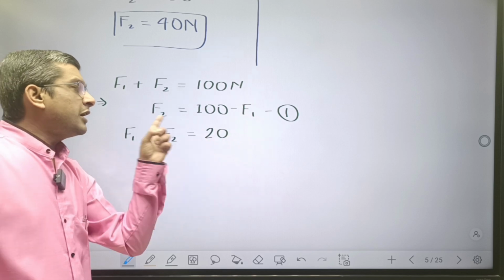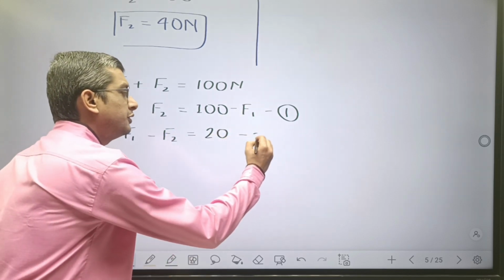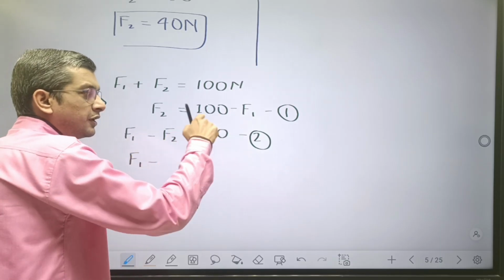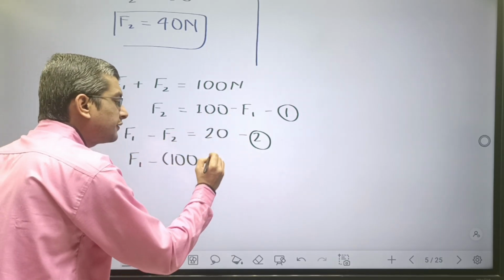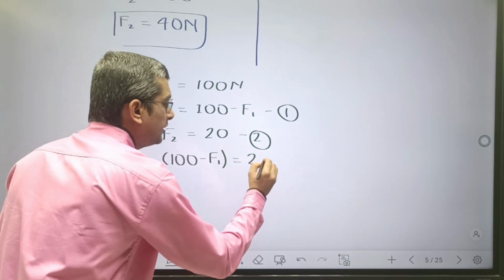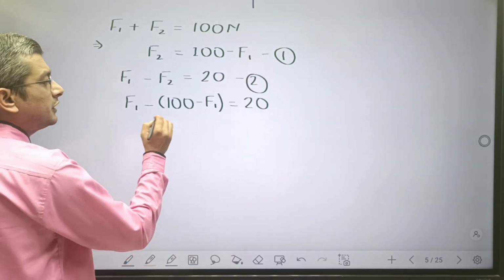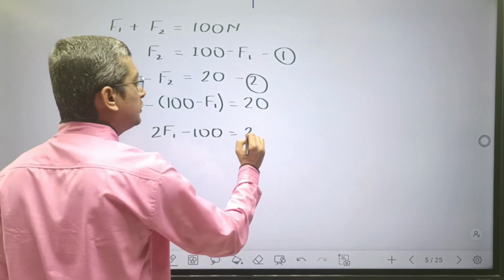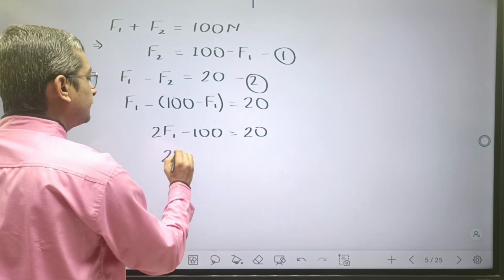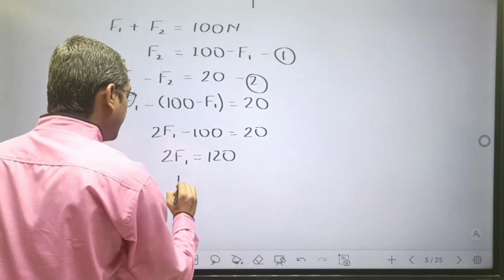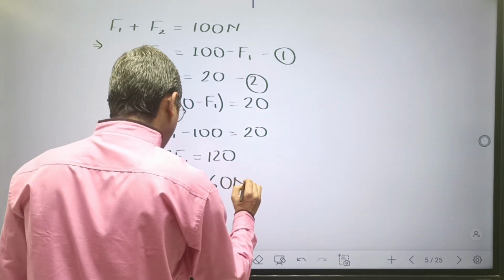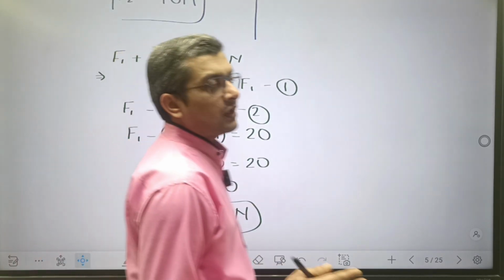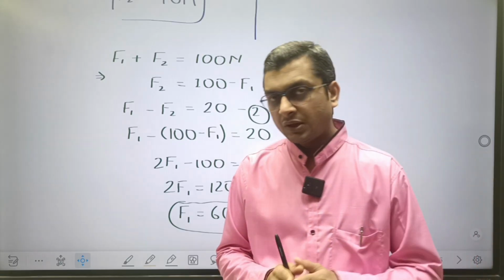Substitute the value of F2 from equation 1 in equation 2. Now we get F1 minus, instead of writing F2, write this value, 100 minus F1, is equal to 20 Newton. On further solving this, you will get F1 plus F1, that is 2F1 minus 100 is equal to 20. Finally, you will get 2F1 is equal to 120 Newton and F1 is equal to 60 Newton. Are you getting it? This is also a method where you substitute the second variable in terms of the first variable.